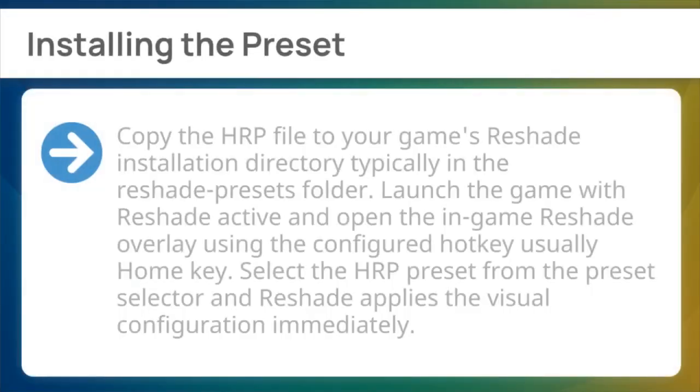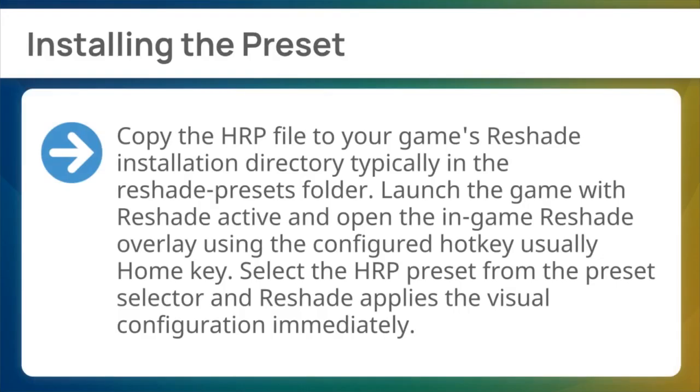First, installing the preset. Copy the HRP file to your game's Reshade installation directory, typically in the Reshade presets folder. Launch the game with Reshade active and open the in-game Reshade overlay using the configured hotkey, usually the Home key. Select the HRP preset from the preset selector, and Reshade applies the visual configuration immediately.